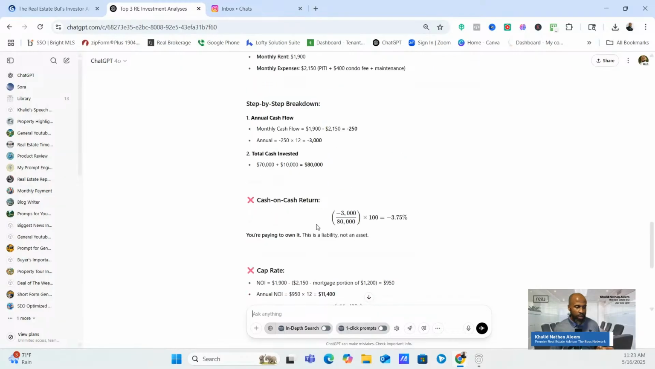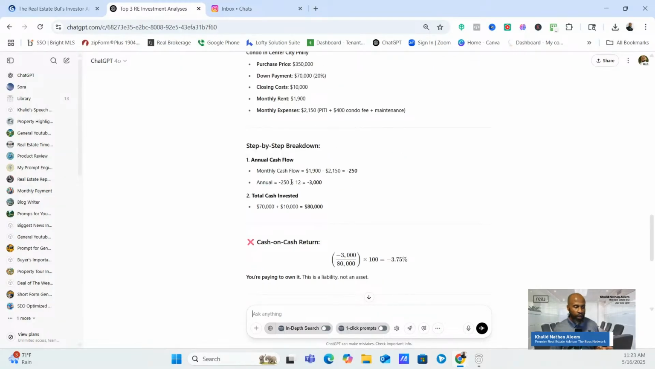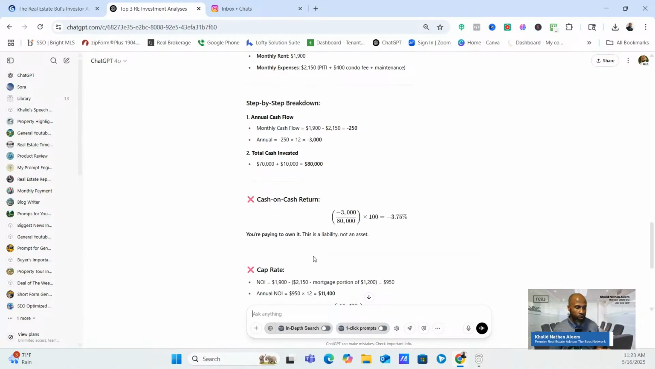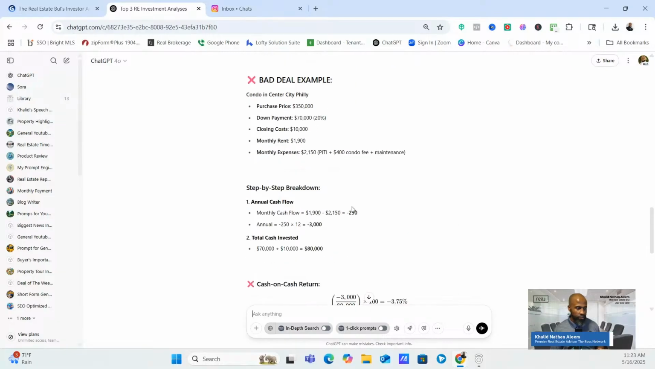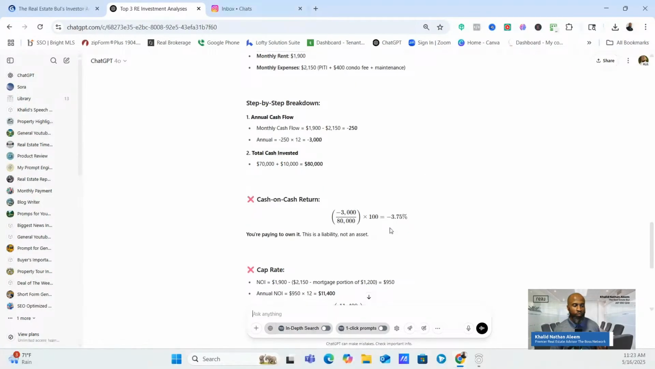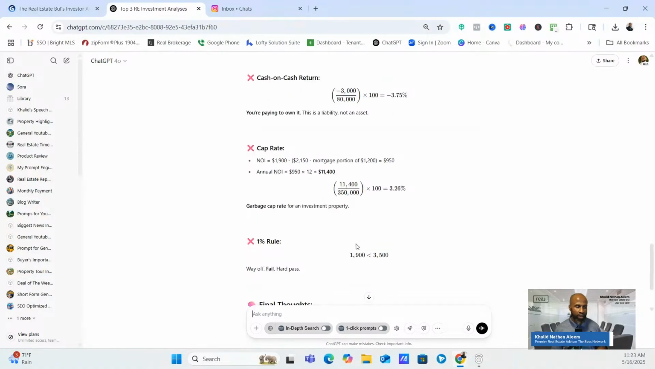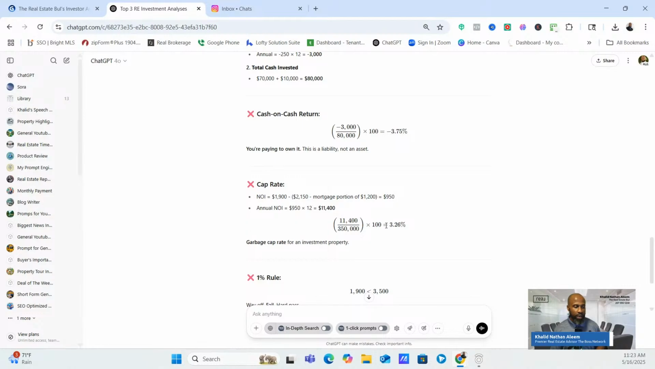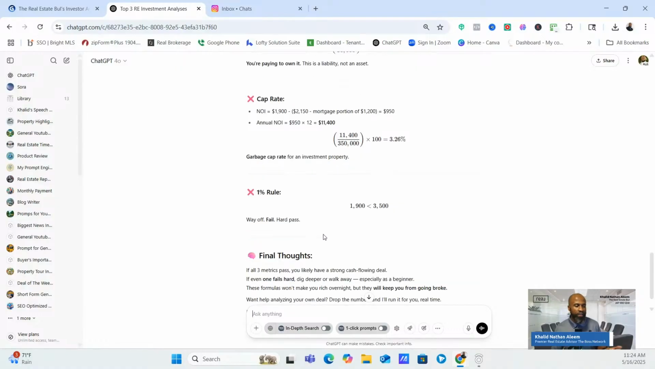If we look at the cash flow, I already went through this step by step, but this shows a negative cash flow. The cash on cash return is a negative 3.75%. This is not an asset, this is a liability, as it says right there. The cap rate is 3.25%. So as it's saying, this is garbage for an investment property.